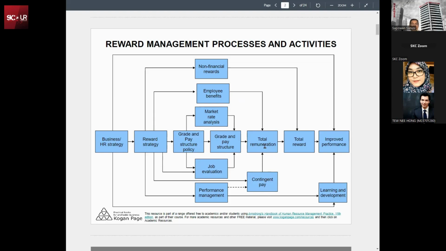This one is not total. After you put non-financial reward together with the remuneration and contingent pay, then we call it total reward strategy. Total reward strategic implementation or apply here. Total reward.